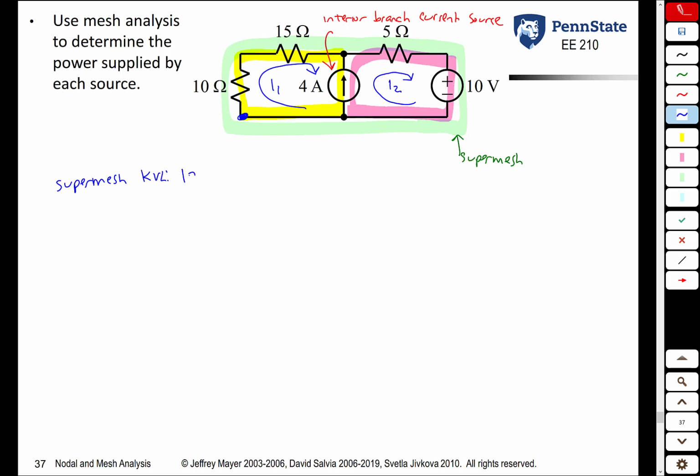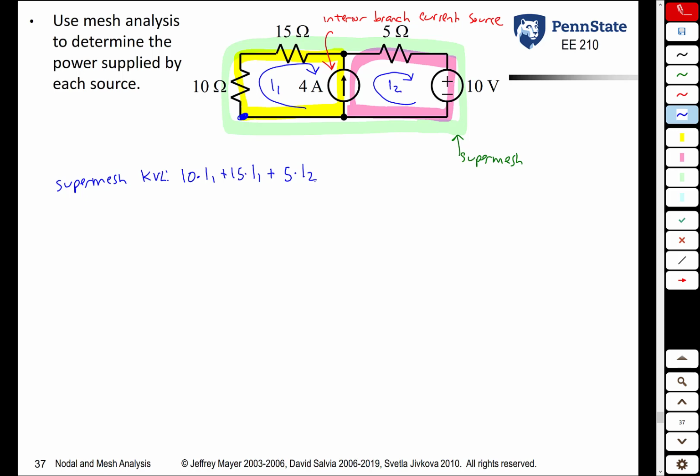So we get 10 times I1, that's a voltage drop across that 10 ohm resistor, plus 15 times I1, a voltage drop across a 15 ohm resistor. Then we get to the 5 ohm resistor, and notice that's 5 times I2. So even though it's one big green loop, those are 2 separate mesh currents. You keep the separate mesh currents. So it's going to be 5 times I2.